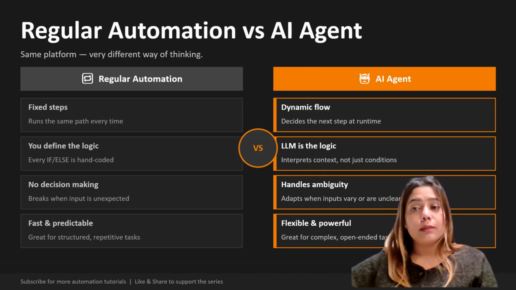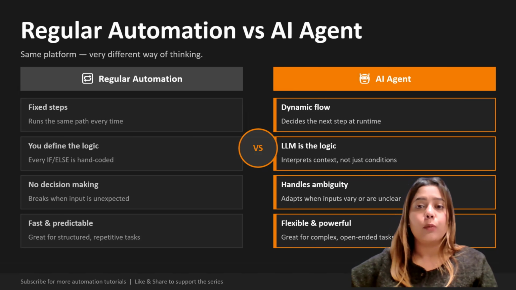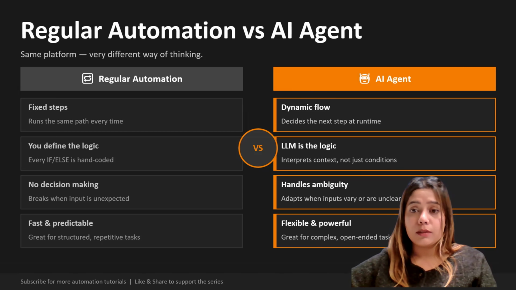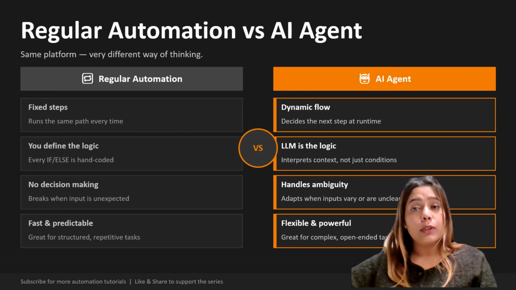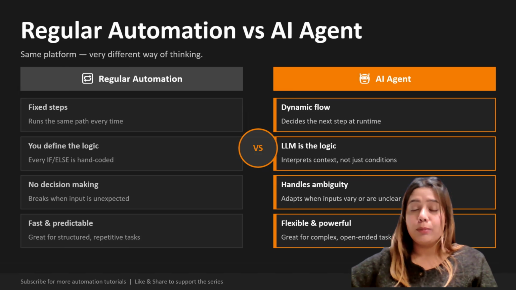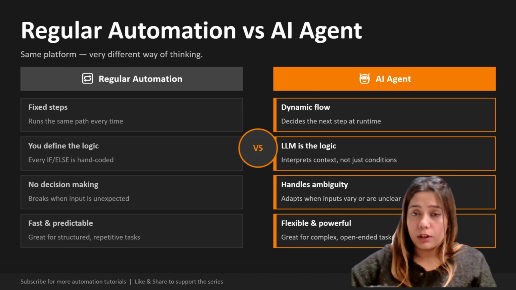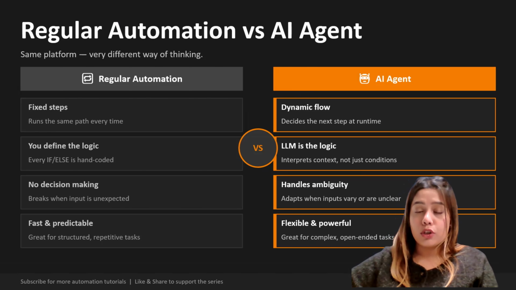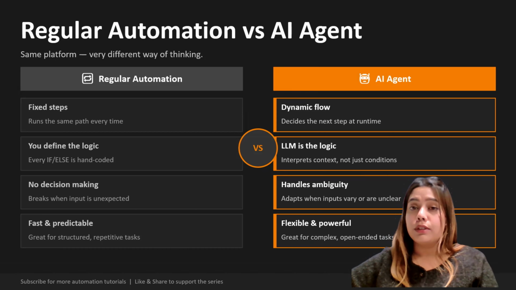An AI agent is completely different. It can take up the dynamic flow. On the fly, it decides what to do based on the context. That's where it uses the LLM, its brain, as the logic. That helps it handle exception scenarios and ambiguity. It adapts to varying input. Your input doesn't need to be fixed. In regular automation, it has to be fixed and in a defined manner. But to an LLM, you can give unstructured input or different types of input. So same platform, just a very different way of thinking.